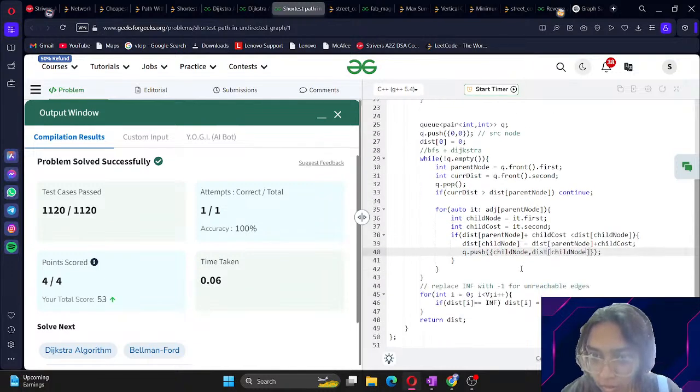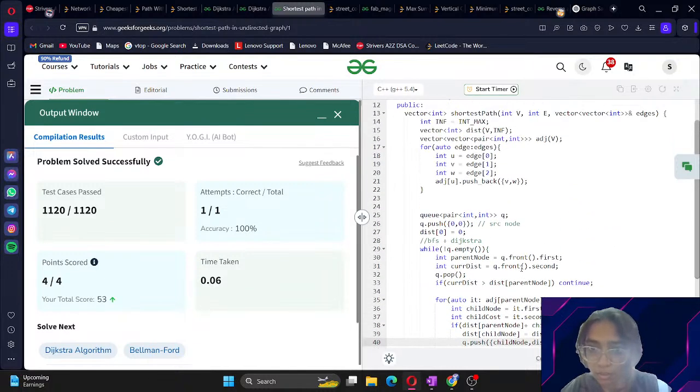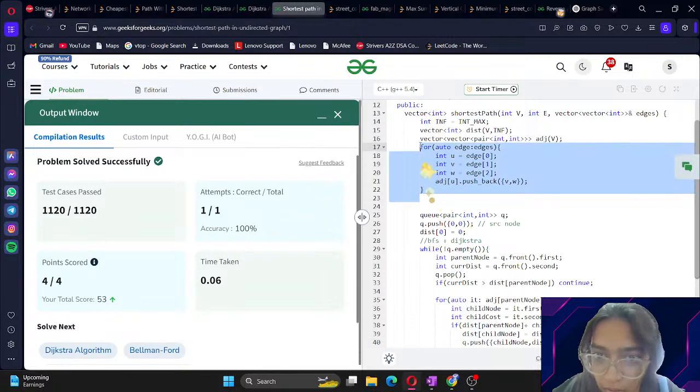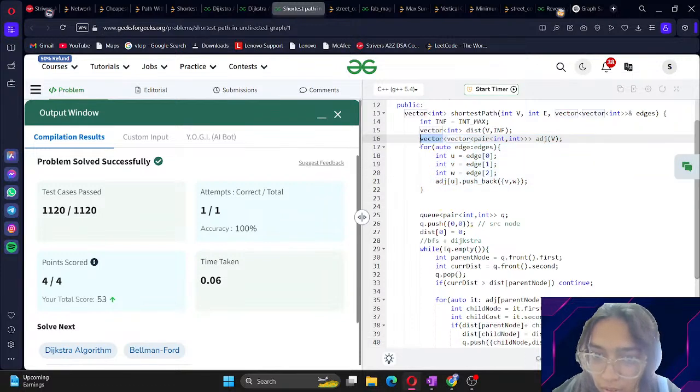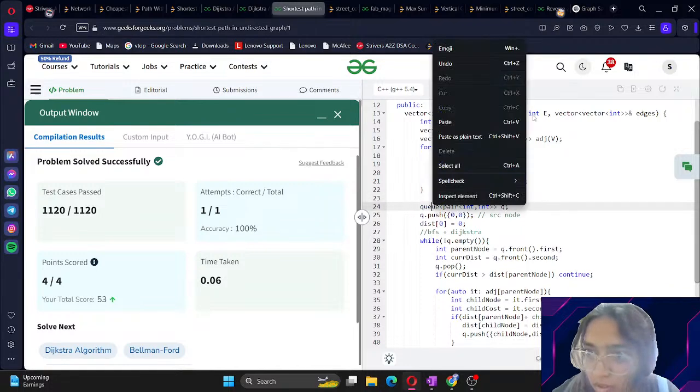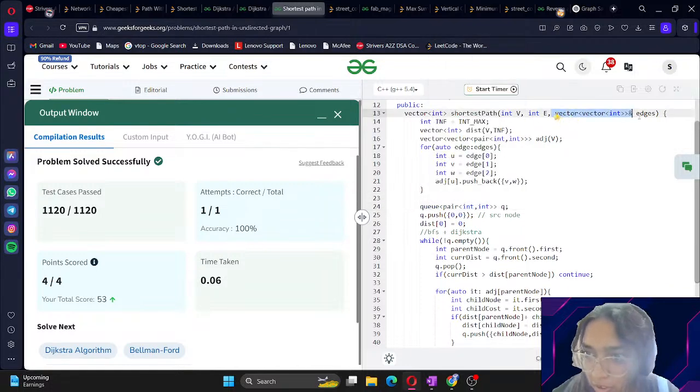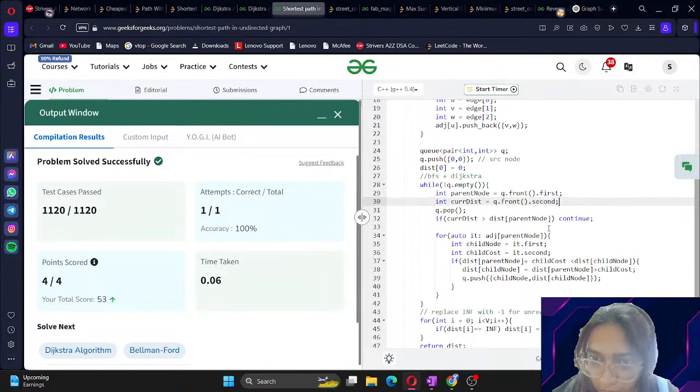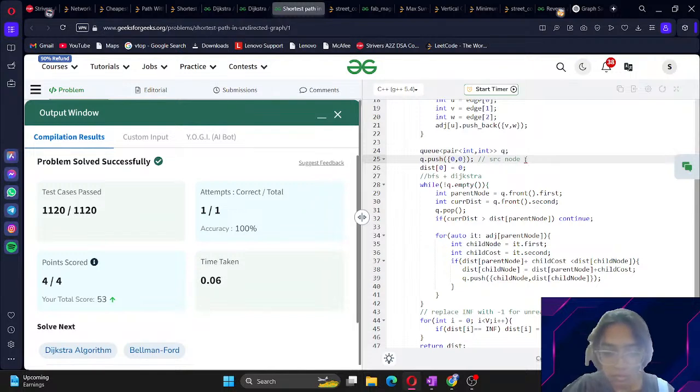So this is the final code for the problem. Here we made our adjacency list for better traversal and accessing than that of the matrix. And here we stored node and distance of the node, right?